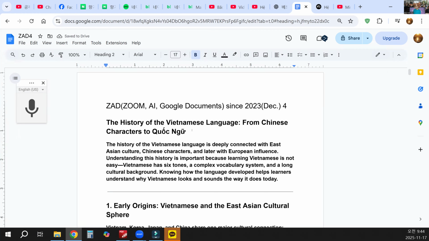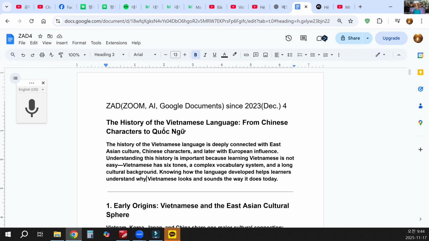The history of the Vietnamese language from Chinese character to Quốc Ngữ. The history of the Vietnamese language is deeply connected with East Asian culture, Chinese characters, and later European influence. Understanding this history is important because learning Vietnamese is not easy. Vietnamese has a complex vocabulary system and a long cultural background. Knowing how the language developed helps learners understand why Vietnamese looks and sounds the way it does today.